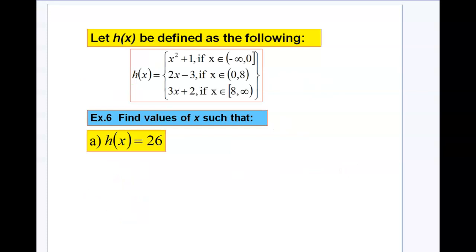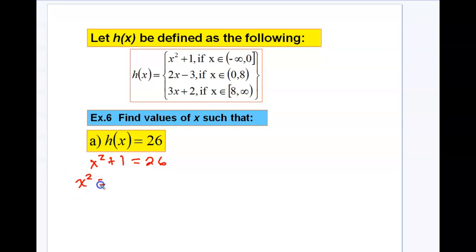Now, you have to be able to distinguish between that first example and the second example. In the second example, we're given a piecewise function and we're asked for values of x that make the function equal 26. So now we have to deal with all three parts. So let's take the first function, x squared plus 1. Let's make that equal 26.